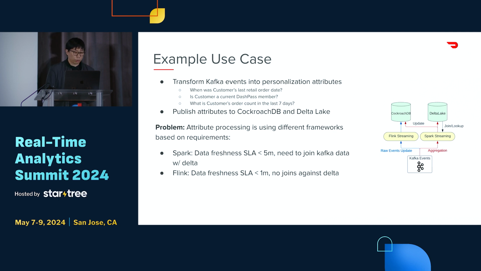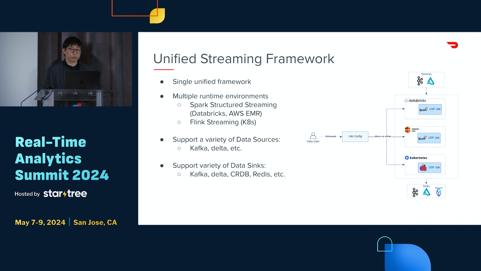So at DoorDash, we're also trying to build something to help users easily onboard and adopt these streaming frameworks. We have something called Unified Streaming Framework, which provides a common abstraction layer for users to easily define streaming applications. Basically, for onboarding, they just need to define the job config. And then this job config can be run on different runtime environments. It could be Spark on Databricks, it also could be Spark on EMR, as well as a Flink job on Kubernetes. We already provide a common library for users to consume data, like Kafka and Delta, and also a common library to easily output the data, like Kafka, Delta, CIDB, and Redis as well.